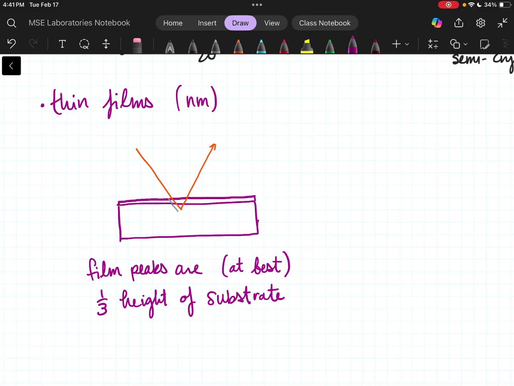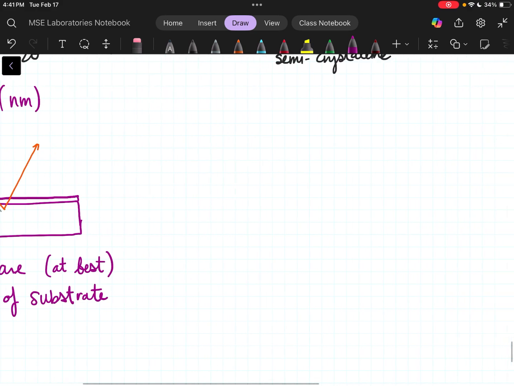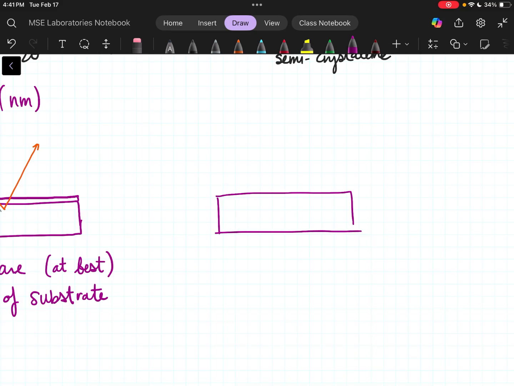The reason I say at best is because most people choose silicon single crystals as their substrate. Silicon single crystals are the equivalent of a stadium's worth of speakers in terms of how loudly they bounce back X-rays, to the point where you maybe won't even see the film at all. Wow. Because silicon single crystal is so diffractive. So that's obviously a problem because I'm probably trying to study the thin film and not the substrate.